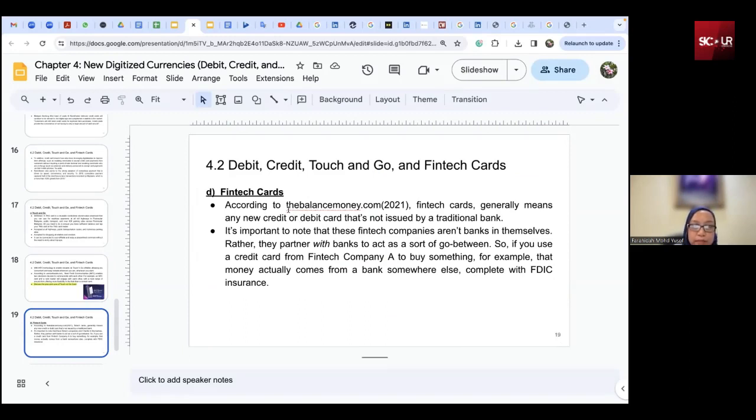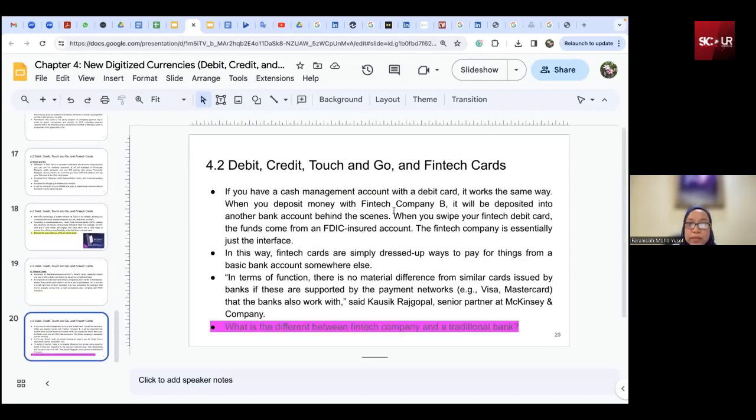The fintech cards, according to balancemoney.com, generally mean the new credit cards and debit cards that are not issued by the traditional bank, but are issued by the fintech company. It is important to note that these fintech companies are unbanked. They are not banks themselves, but they partner with the bank to act as a go-between. So if you use the credit card from fintech company A to buy something, for example, that money actually comes from your bank, complete with FDIC insurance.